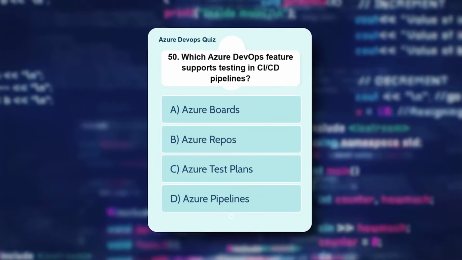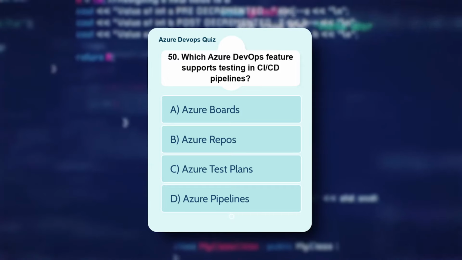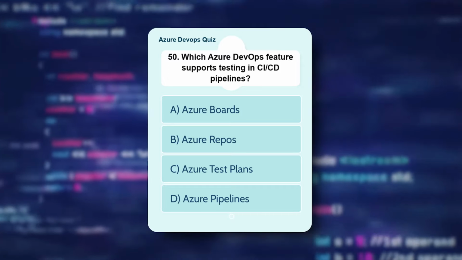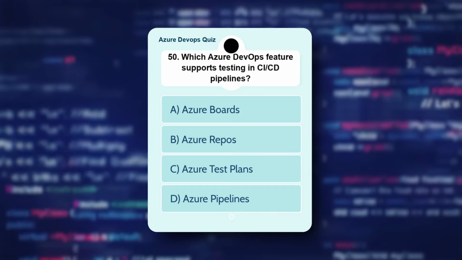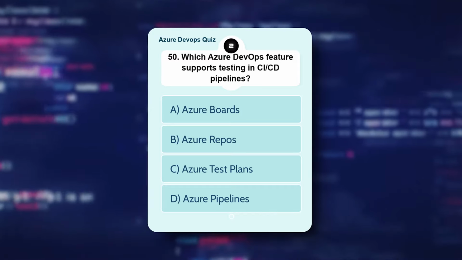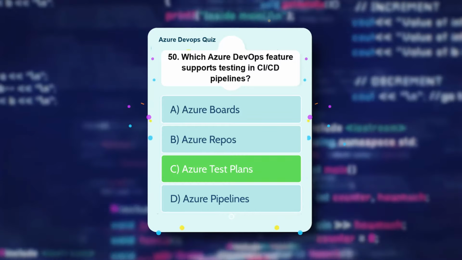50. Which Azure DevOps feature supports testing in CI or CD pipelines? A. Azure Boards. B. Azure Repos. C. Azure Test Plans. D. Azure Pipelines. Answer: C. Azure Test Plans.